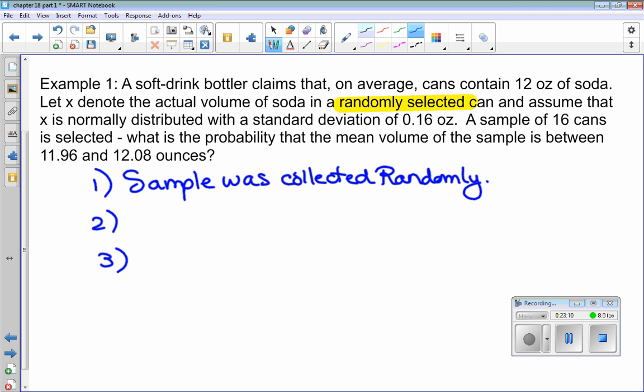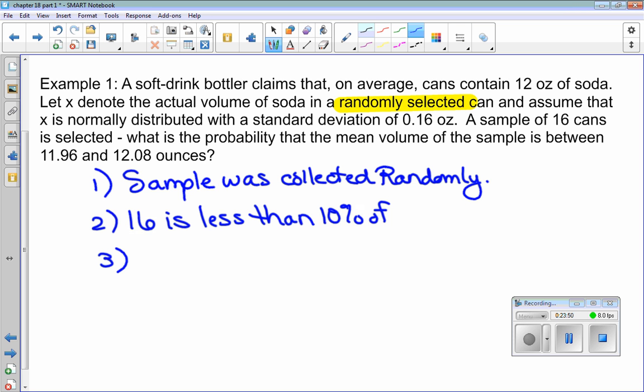What's the second condition? Independence, or if we don't have independence, we would say the 10% condition, okay? So are they independent of each other? We don't know. But if we don't know independence, what do we do instead? The 10% condition. So what we would say is, what's our sample size? 16. So we would say 16 is less than 10% of, and this is where we put context in.